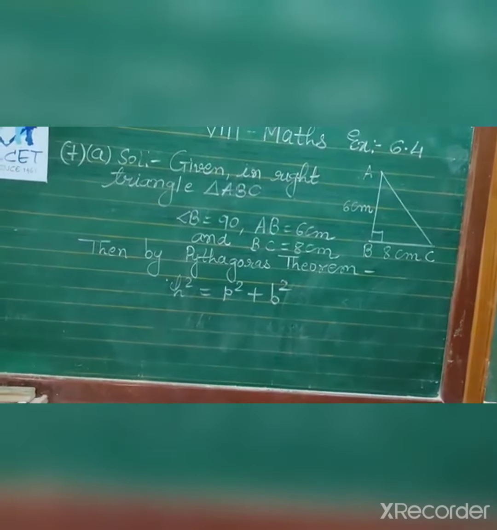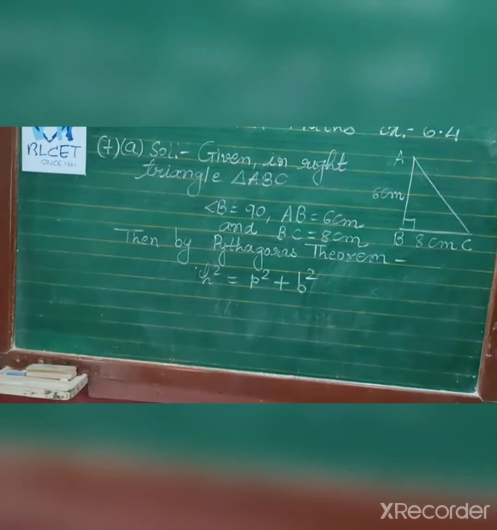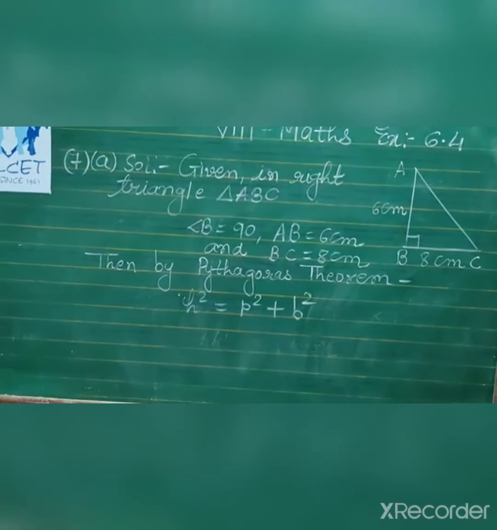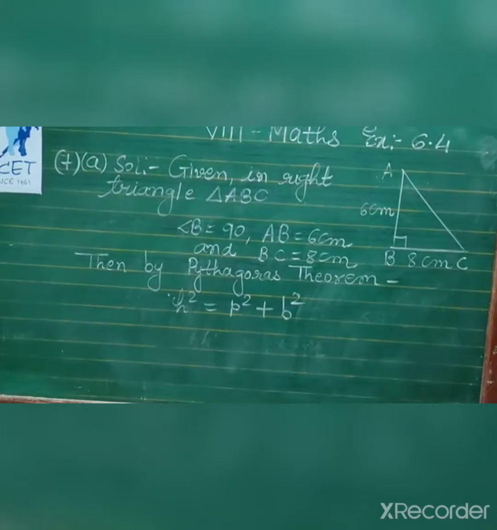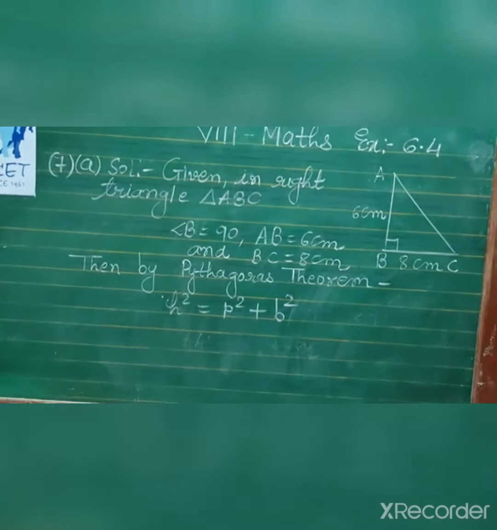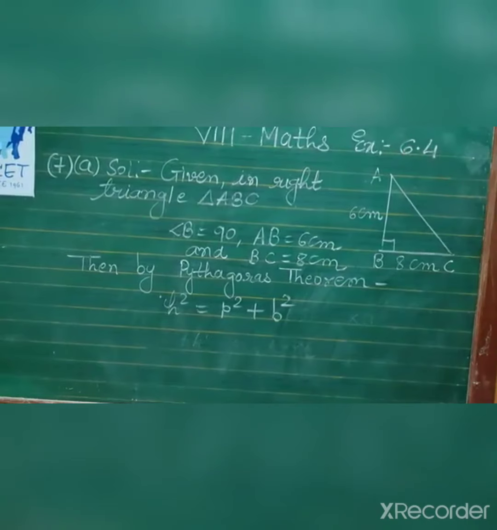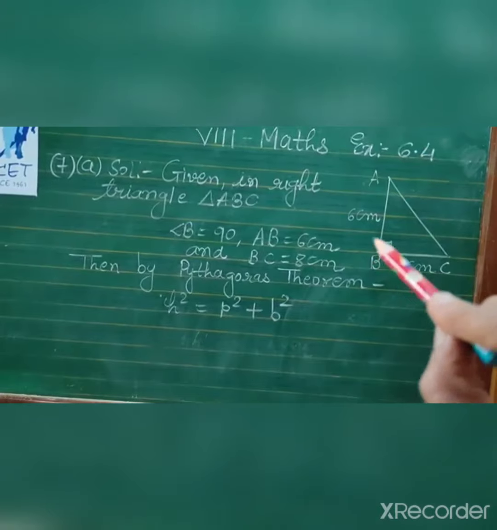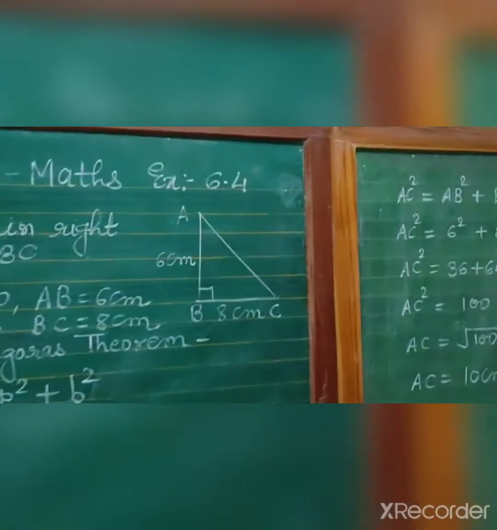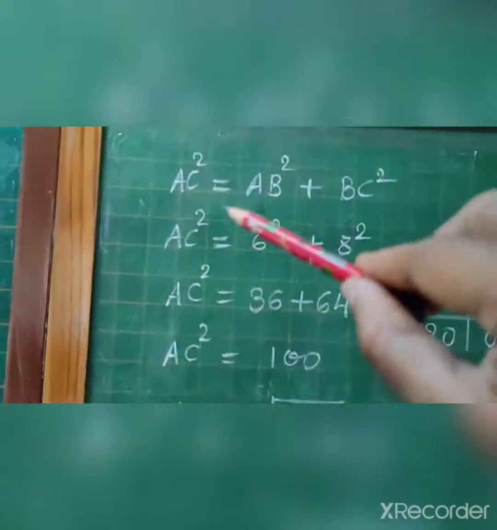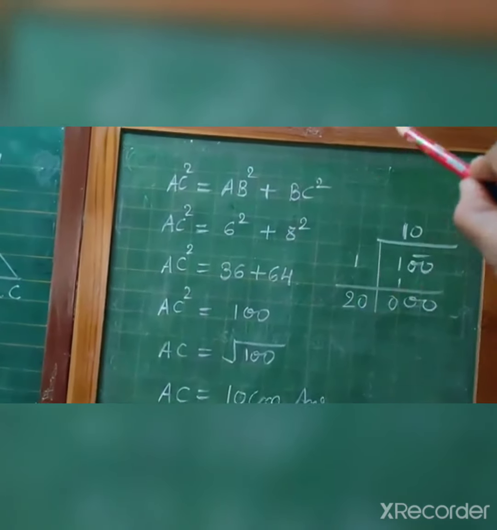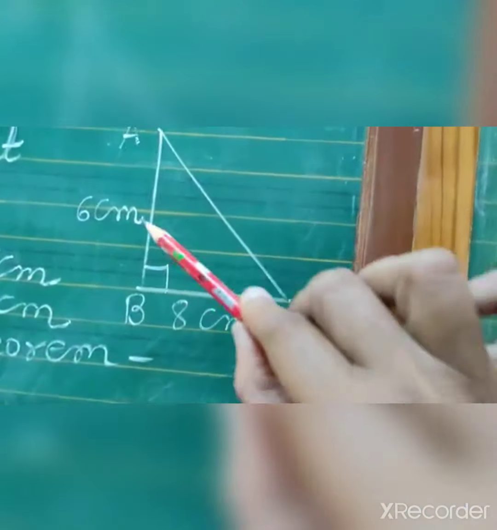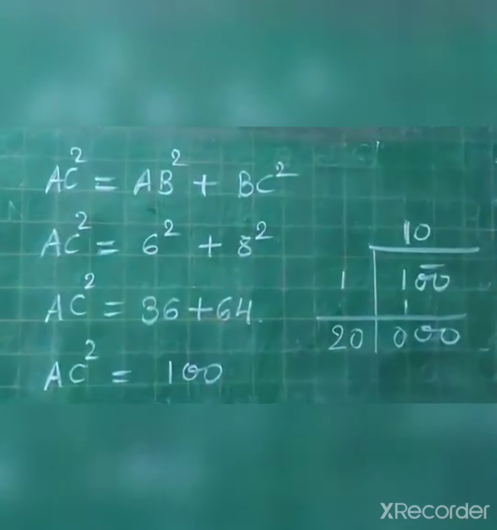I repeat, by the Pythagoras theorem, if it is a right angle triangle, with any one angle a right angle, then we can use the Pythagoras theorem. And in the Pythagoras theorem, hypotenuse square is equal to perpendicular square plus base square. You can see here hypotenuse AC, perpendicular AB and base BC. So I have written here AC square equal to AB square plus BC square. AB we know is 6, from the figure, and BC is 8.